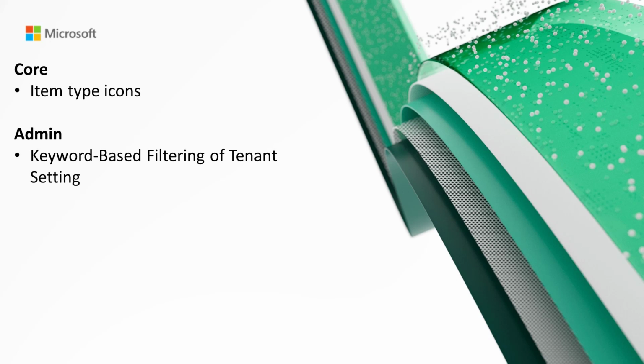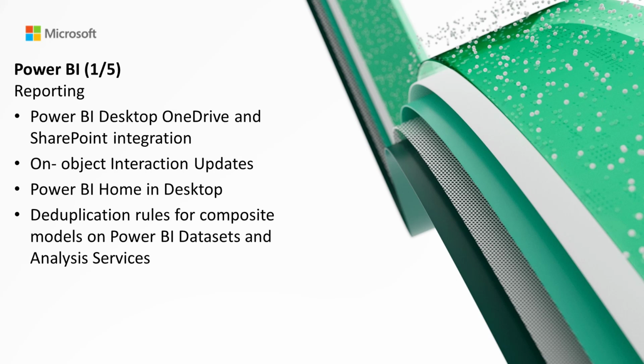Thank you, Radhakrishna. Moving on to Power BI and starting with reporting, we have Power BI Desktop, OneDrive, and SharePoint integration. OneDrive and SharePoint integrations are now easier than ever in Power BI Desktop. While the ability to open, save, and share reports in OneDrive and SharePoint were released in preview in May, the capabilities are now improved and on by default. You can open reports stored in OneDrive and SharePoint through the File menu, save files directly to OneDrive and SharePoint, and share reports stored in OneDrive and SharePoint directly from Power BI Desktop. I'm going to hand it over to Lauren for a quick demo.